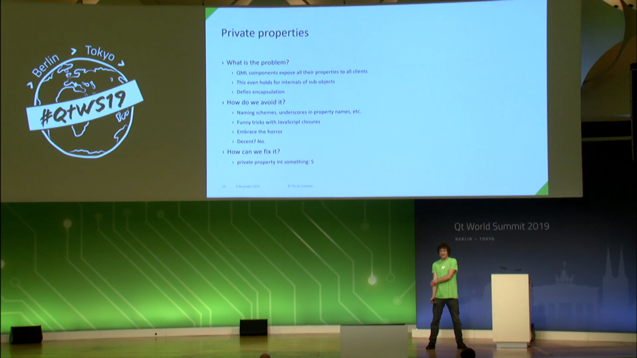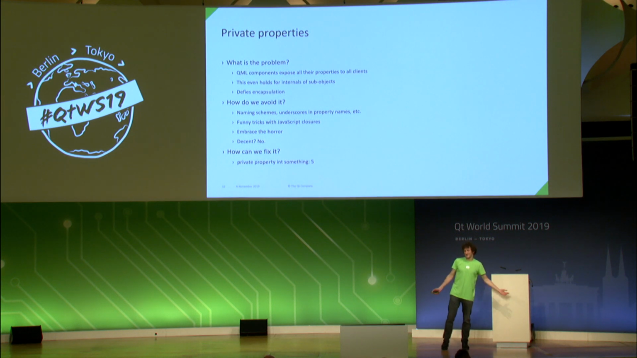Now, private properties. What's the problem here? Well, currently you have no encapsulation for your QML components. Everything you put in a QML component is visible to any other QML component that can somehow get a handle on it. Yeah, that even holds for the internals of sub-objects. You can do that to an arbitrary depth. There's no encapsulation.